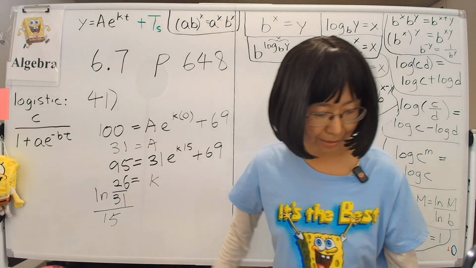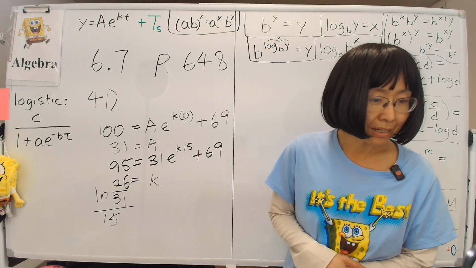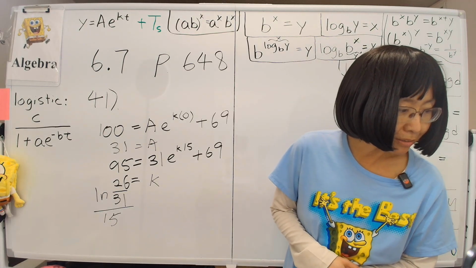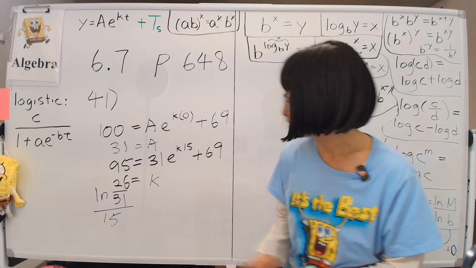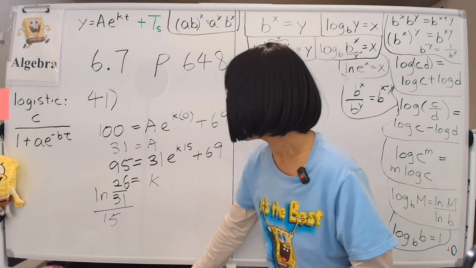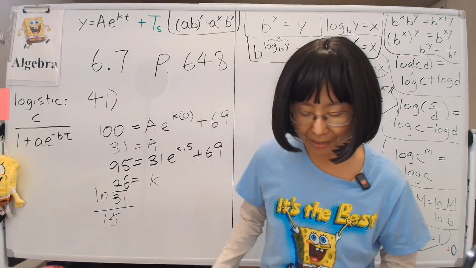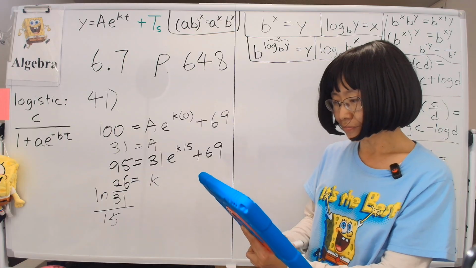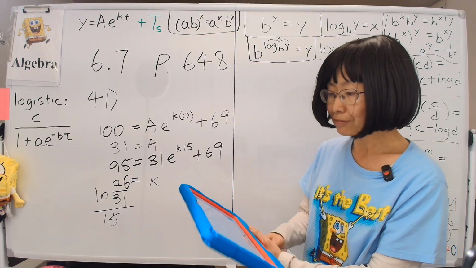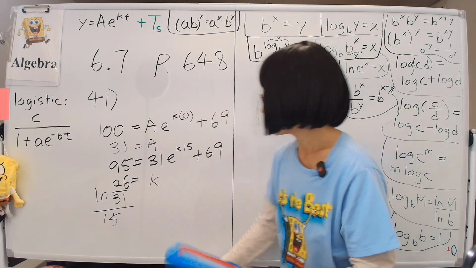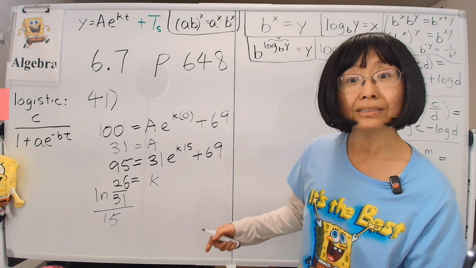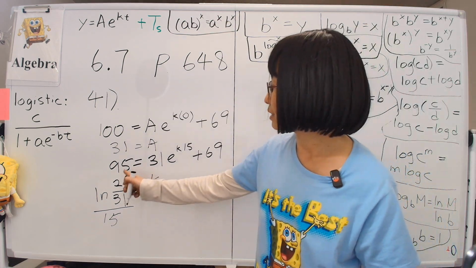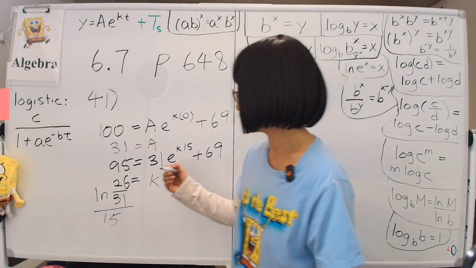Let me see the answer in the book. Does the book want us to punch it out? No, the book doesn't care about what k is. It just wants to know the answer to the question, which we'll know right now. The book wants to know what is the temperature. What time would it be when the soup is 80 degrees?